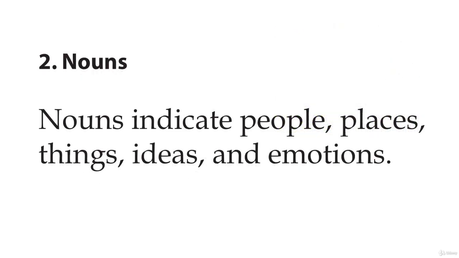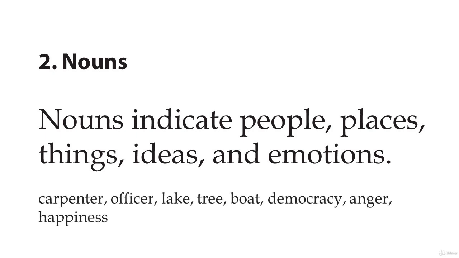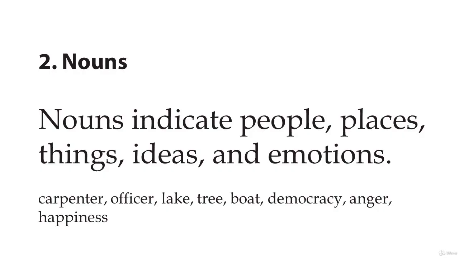So nouns indicate people, places, things, ideas, and emotions. Okay, so we'll look at some examples here. Carpenter, an officer, a lake, tree, boat. These are things. Or you have things like democracy. That is an idea. It's not tangible. So don't think of nouns as tangible things necessarily. They can be ideas or states of being. Anger, happiness. These are nouns.